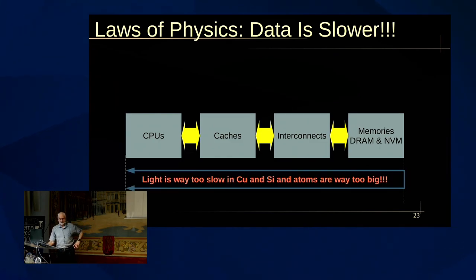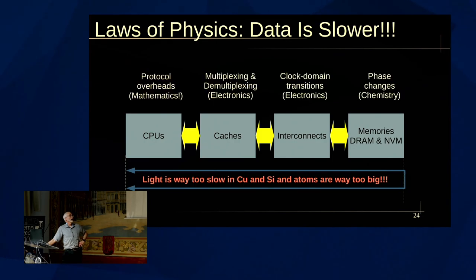And we've already talked about copper and silicon and electric waves being too slow. We've also got mathematics. You have a cache coherence protocol. There are transactions involved. States, state changes, and that slows you down. Electronics hit you twice, multiplexing and demultiplexing, because you have a bunch of CPUs, a bunch of cores, I should say, on this internal on-the-chip bus, and that costs you.